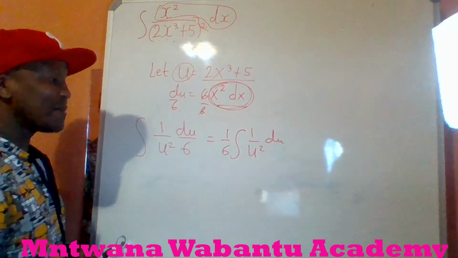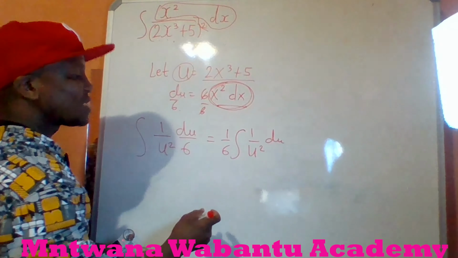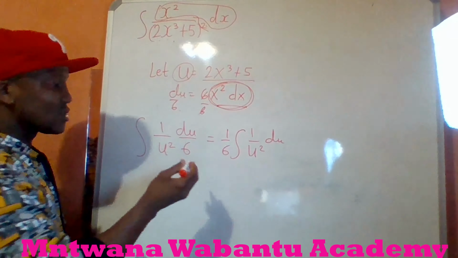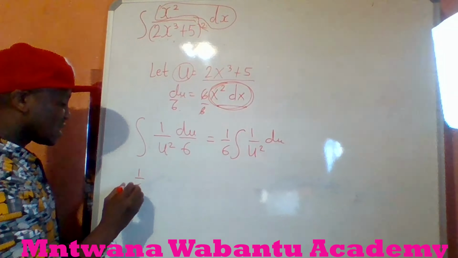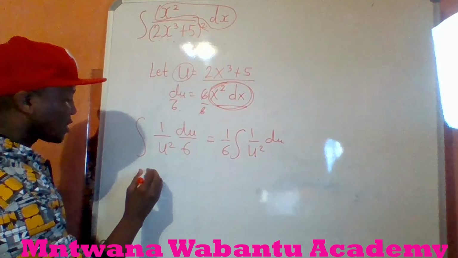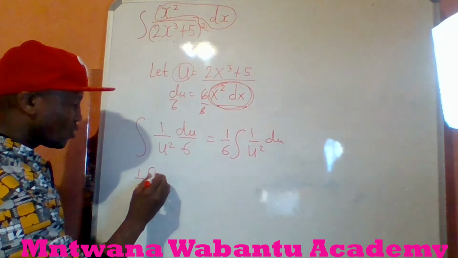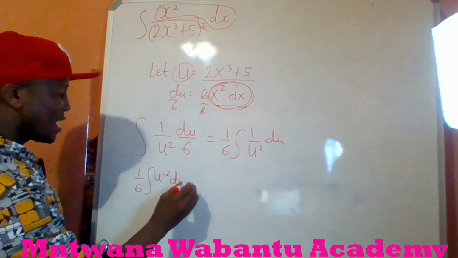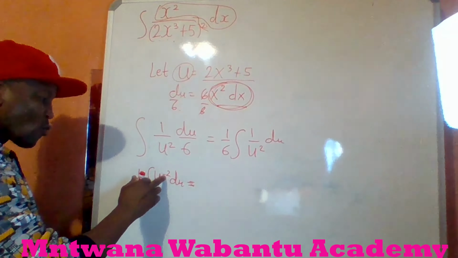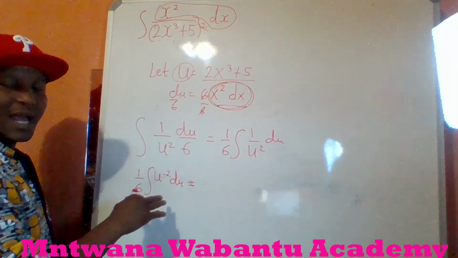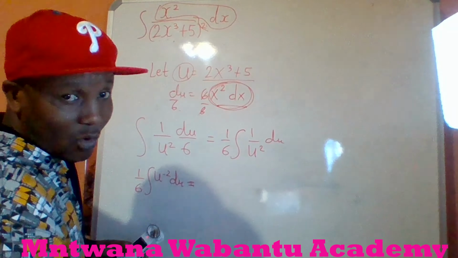So the next step, reciprocate, which means take it to the top. So taking it to the top, we're going to have 1 over 6, and then this is going to go to the top. So we still have an integral, and then u to the negative 2 du. Next step, the question is finished, because I'm going to add 1 at the numerator and denominator, and the integral is going to go away, meaning it's finished.